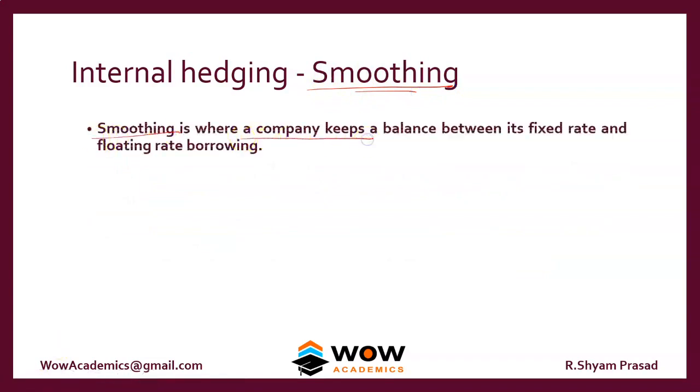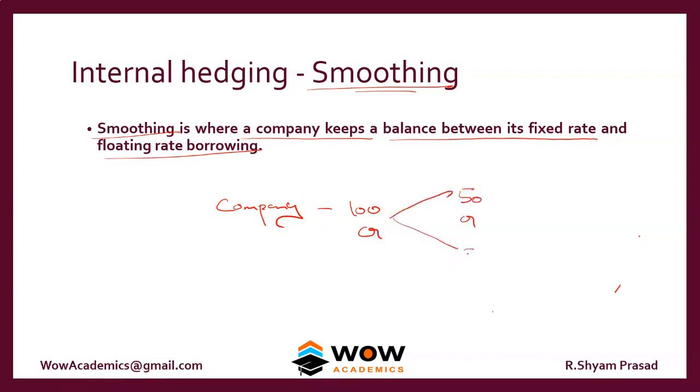Smoothing is where a company keeps a balance between its fixed rate and floating rate borrowing. So assume that you are a company and you want to borrow 100 crores. What you do is you split it into 50 crores and 50 crores. The first 50 crores you borrow at a fixed interest rate, and the other loan you borrow at a floating interest rate. So even though the floating rate rises or falls, at least 50% is matched.